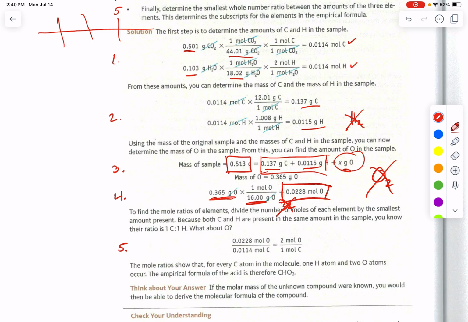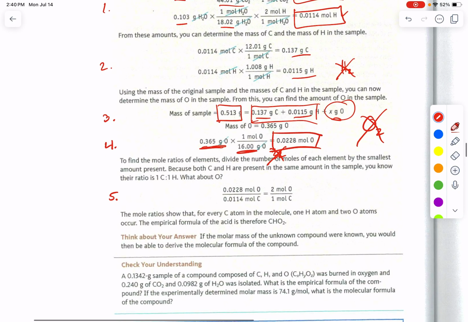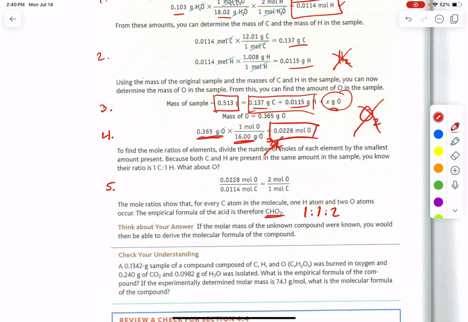So once I have my moles of oxygen and my moles of carbon and my moles of hydrogen, now I can find the ratio of moles of hydrogen and moles of oxygen to moles of carbon. And then finding that ratio, I can get my empirical formula, CHO2, because it'll turn out to be a 1:1:2 ratio. Where did I get the 1:1 ratio? Well, that comes from finding the simplest whole number ratio of all three of these masses.